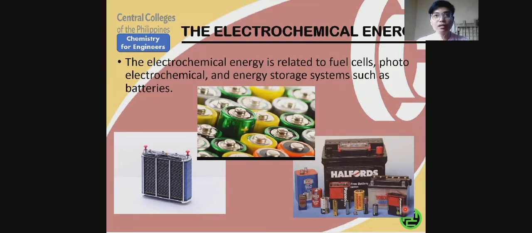So batteries were invented in the year 1800 by an Italian physicist named Mr. Alessandro Volta. Batteries are very useful to us. We can commonly see them everywhere, from our TV remotes, from the automotive cars, they have also batteries. From the gadgets, such as these tablets, these phones, or these laptops that we use for our studies.